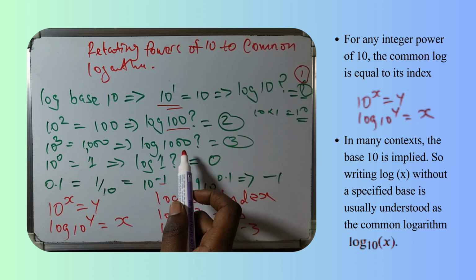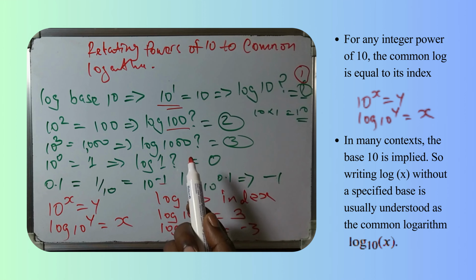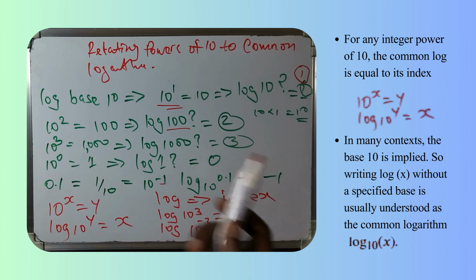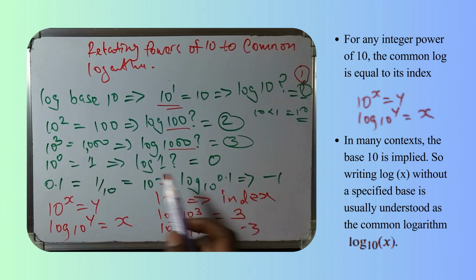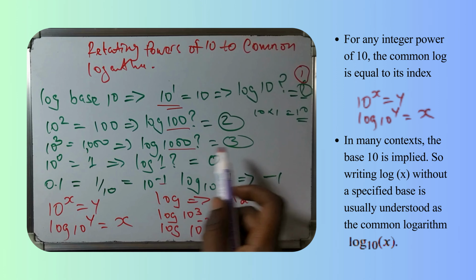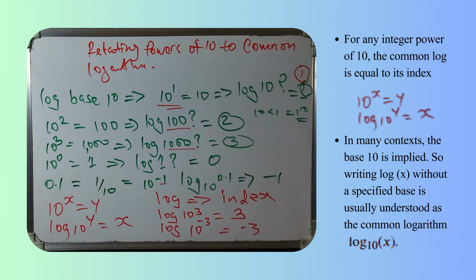Logarithm of 1,000. How many times can I multiply 10 to get 1,000? So the logarithm of 1,000 is 3. Or we just count the zeros, 1, 2, 3. Logarithm of 1,000 is 3.